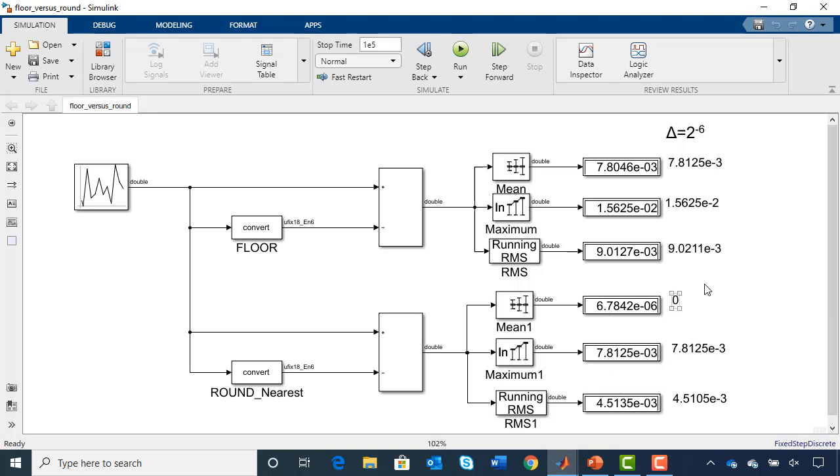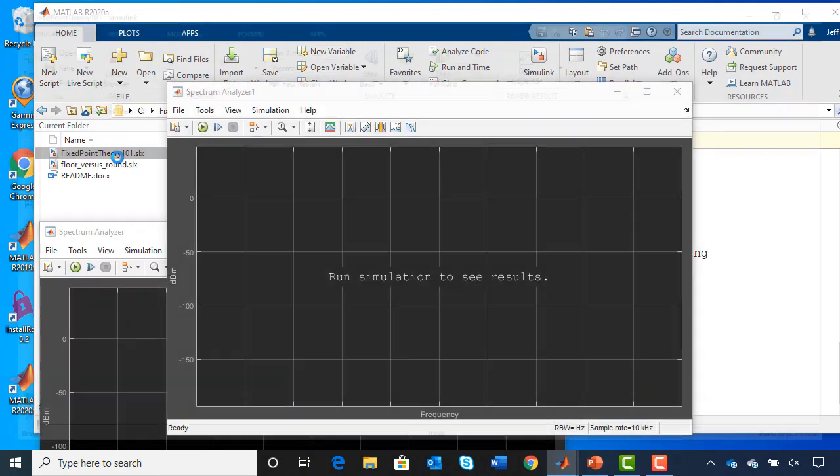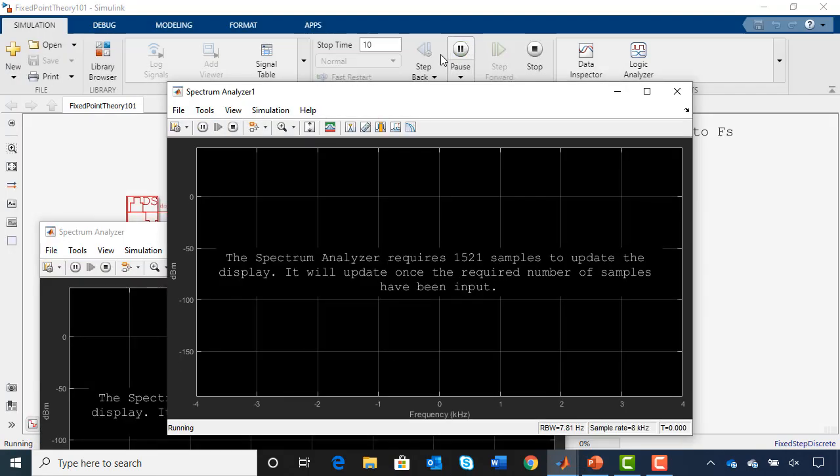Okay. And now what I want to do is take a look at this in the frequency domain. And we'll open that up here. And what I did in the frequency domain is I did one where I did a round to floor, and I want to point something out there. And then I did 3 in parallel where I did 12 bits, 16 bits, and 20 bits. And we'll look at those spectrums, okay? So we'll give this a quick run.